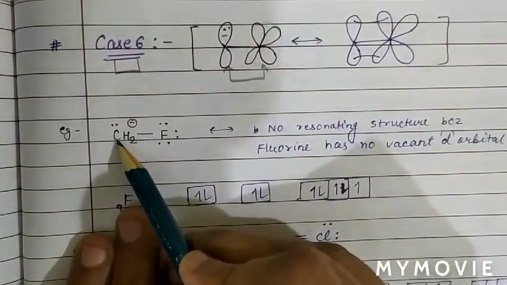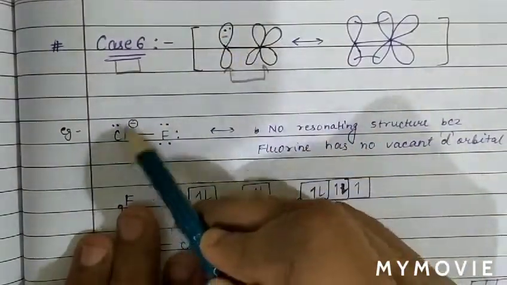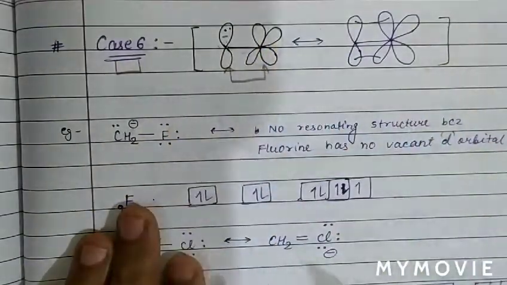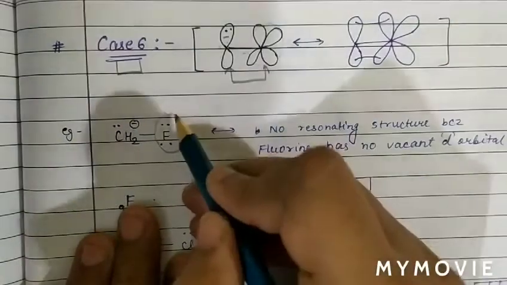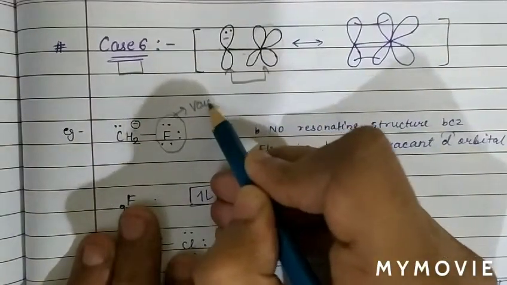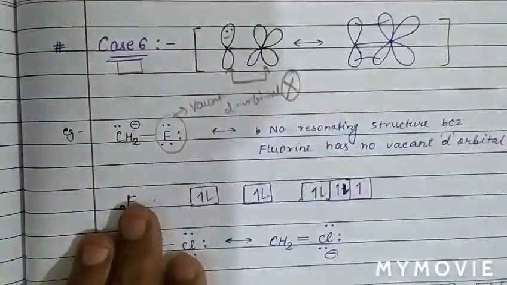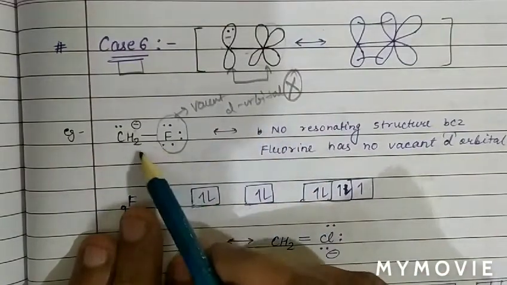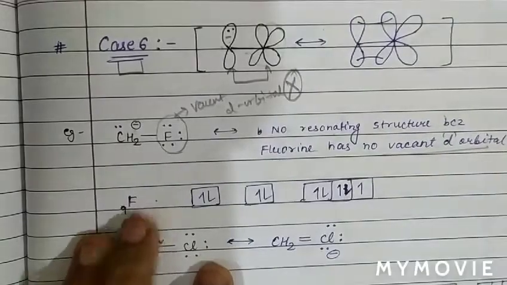Like in this case, we can see there is a negative charge on the carbon atom, meaning carbon has an orbital with an electron pair, then a single bond, and then there is no vacant orbital in the case of fluorine, because we know in fluorine the vacant d orbital is absent. Therefore we can say this will not form a resonating structure. So no resonating structure, because fluorine has no vacant d orbital.